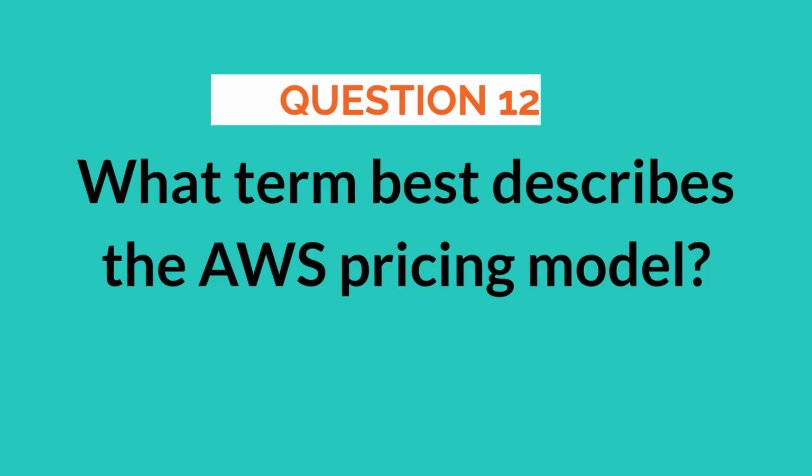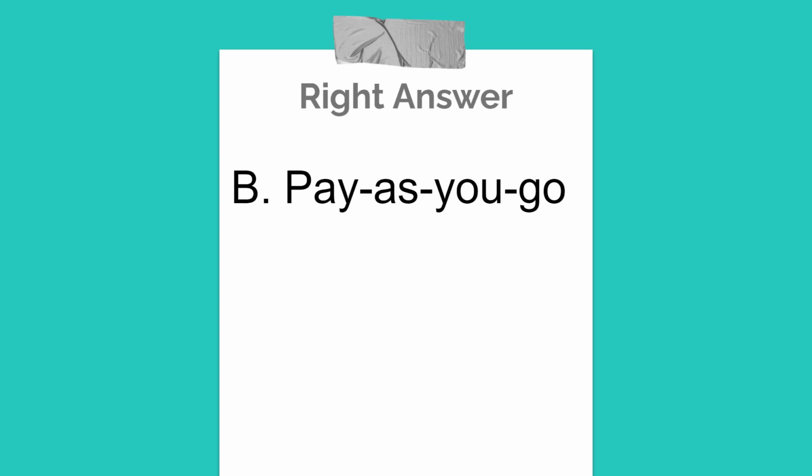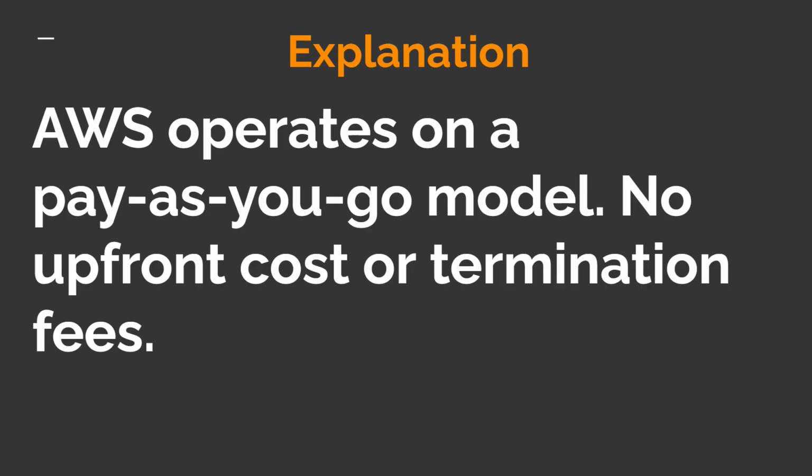Question 12. What term best describes the AWS pricing model? Option: A. Pay all upfront, B. Pay as you go, C. Pay all at end, D. None of the above. Right answer is B. Pay as you go. Explanation: AWS operates on a pay-as-you-go model. No upfront cost or termination fees.